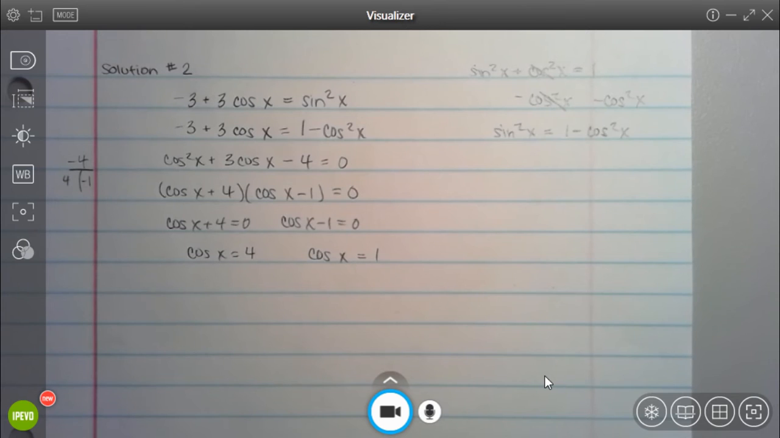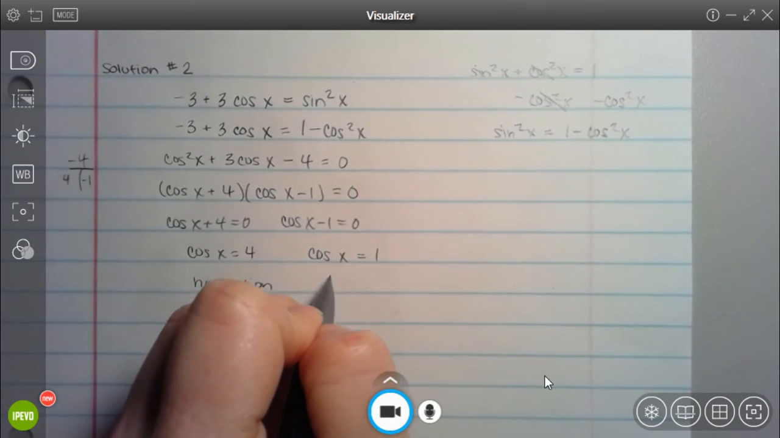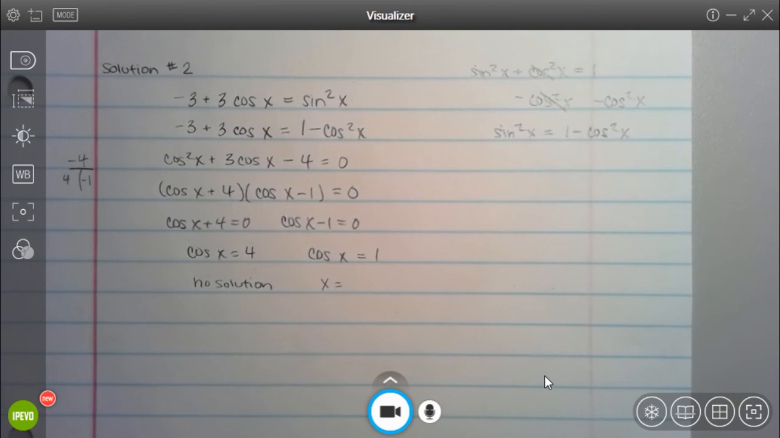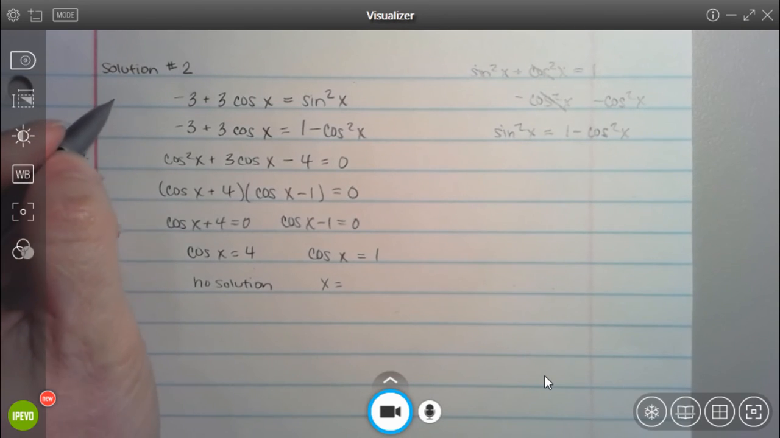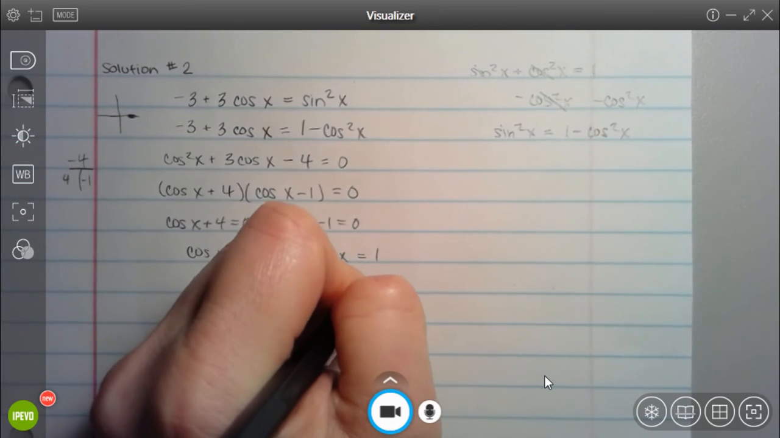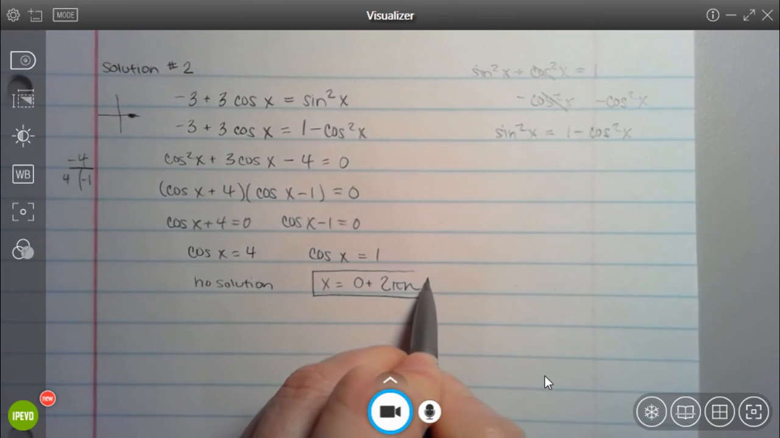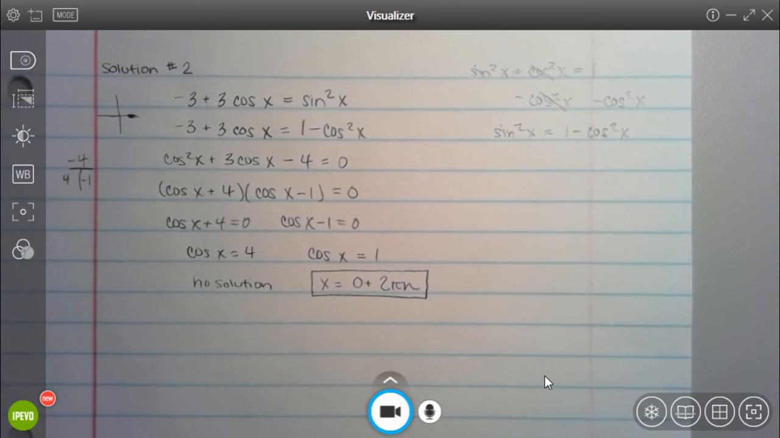So now we remember from the unit circle that the largest possible cosine value is 1. And so the cosine equaling -4 will not give us a solution. There's no solution from that factor. But cosine can equal 1, and it does so at 0. If you think of the unit circle, cosine is 1 right here at 0. And it asked us for the general solution, so 0 plus 2 pi n would be the solution and the only solutions to this equation.